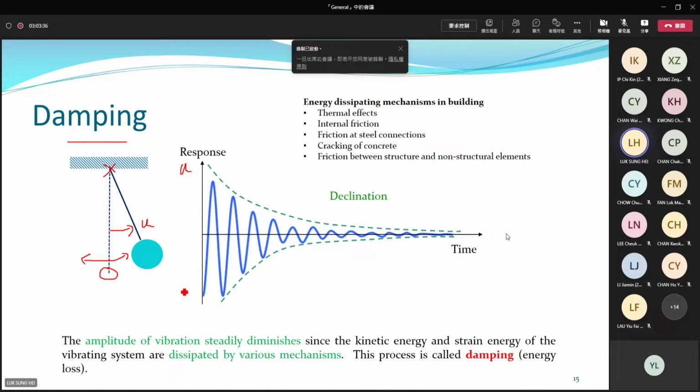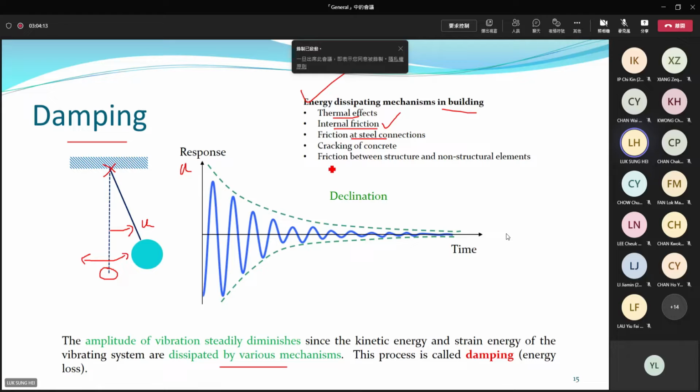Then why do we have energy loss? Because we have different energy loss mechanisms. Here I give you some examples. For a building, it may lose energy due to temperature effect, due to internal friction between the joints or between the partition walls. When the walls slide relative to the boundary, there is friction, and friction-induced energy loss. At steel connections, bolt connections for example, there is also friction, which also induces energy loss.